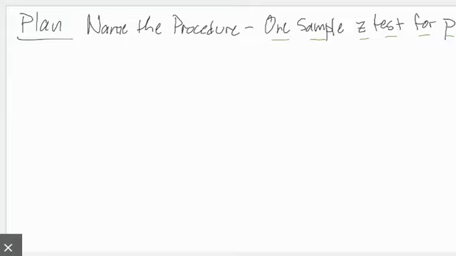The second thing that we need to check in the plan are our conditions. And our conditions for a one sample Z test for P are the same as our conditions for a one sample Z interval for P. And we start off with randomization.